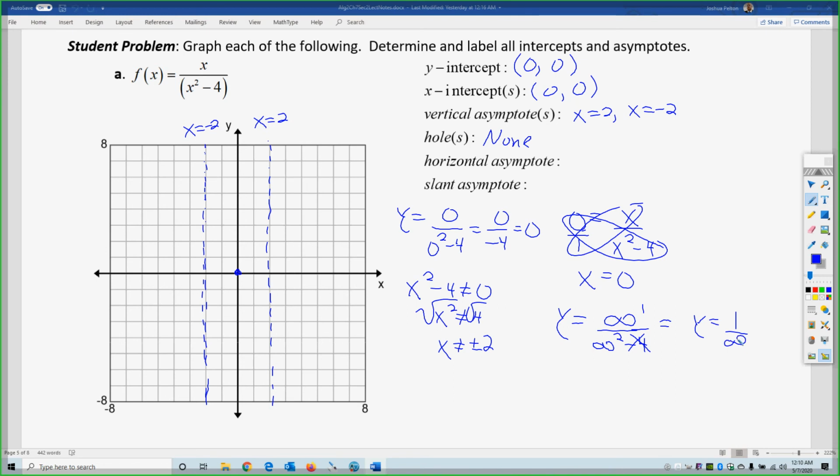Just one of them cancels. So essentially 1 divided up infinite times, right? You get nothing. So y equals nothing is the horizontal asymptote, which means there is no slant asymptote. So y equals 0. All right, and you're wondering why there's a point on the horizontal asymptote.